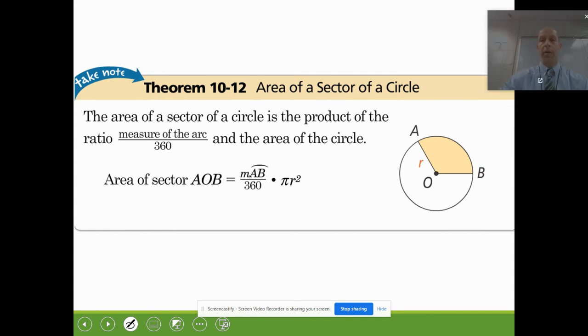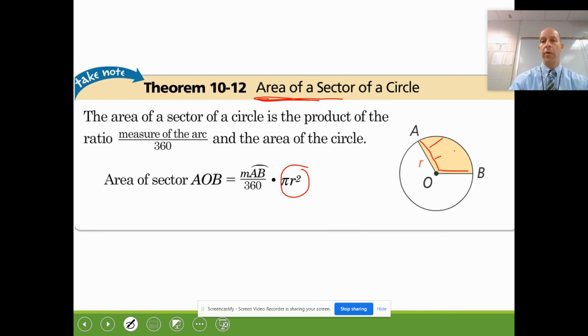So here we have theorem 10.12, and this is how we calculate the area of a sector. The area of a sector is very similar to the area of a circle. It's just that now we are only using a fraction of that circle. The total distance around a circle is 360, so you just need to figure out what the arc length is and divide that by 360, times pi r squared. So let's see that in an example.